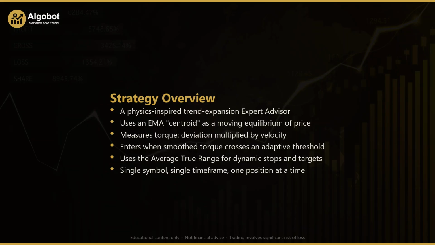Mathematically, that torque is the rate of change of the squared deviation from equilibrium. In plain English, positive torque means price is being driven further away from balance. An expansion leg is underway. Negative torque means price is relaxing back toward its equilibrium, and the expansion is fading. The strategy also smooths that torque over a short window, and it compares the smooth value against an adaptive threshold that scales with recent volatility. That means the bar for entry rises in noisy conditions and falls in quiet ones, so the signal self-adjusts to the market regime. Finally, the average true range sets the protective stop and the profit target for every position.